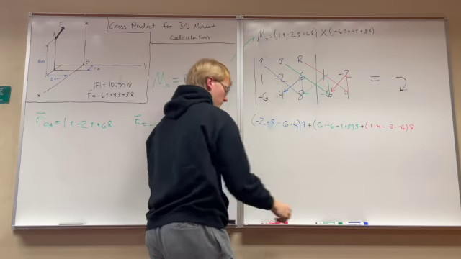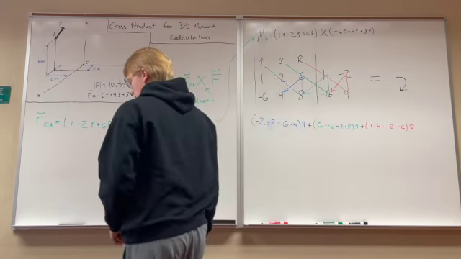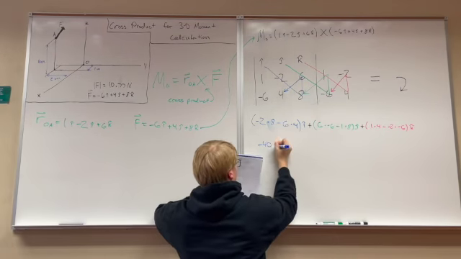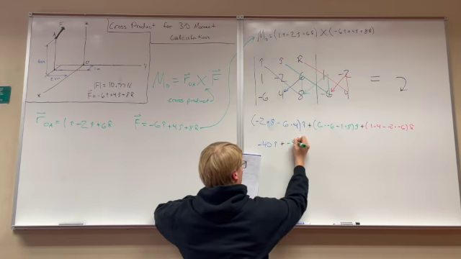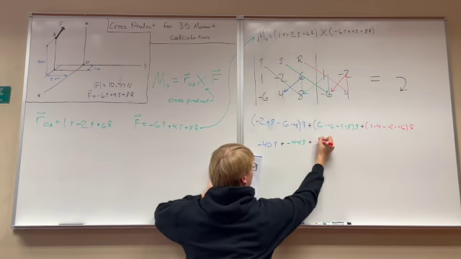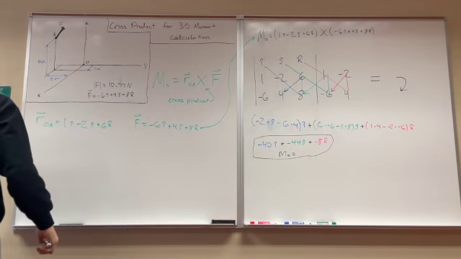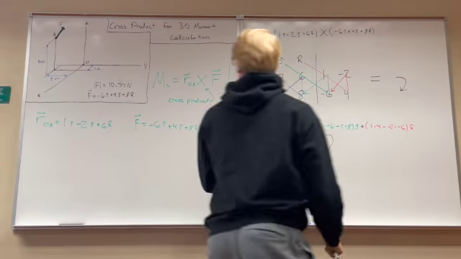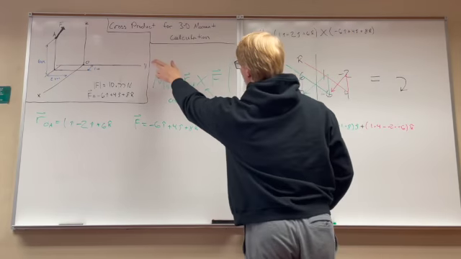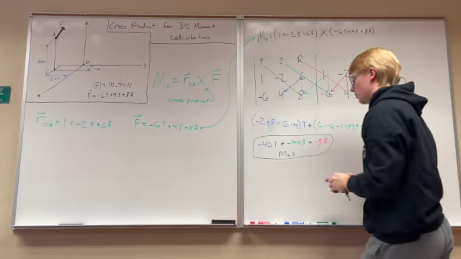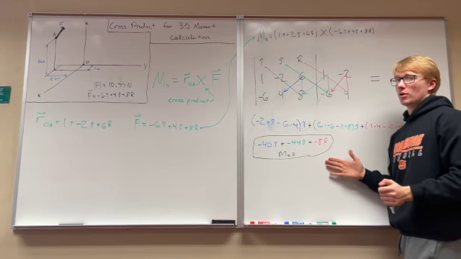And so when you do your math, you're going to end up with the result. That's how you use cross product in a 3D moment calculation to get the moment in vector notation.